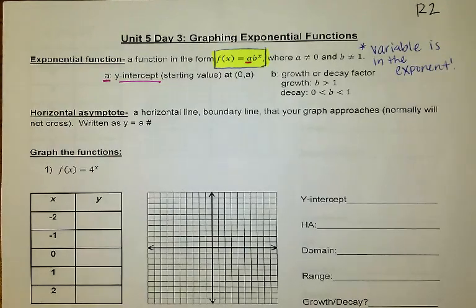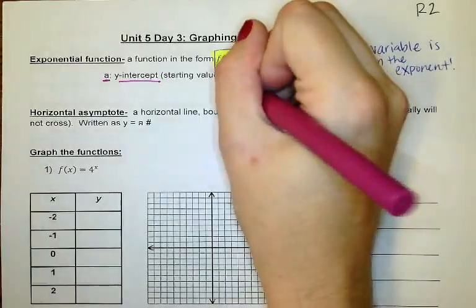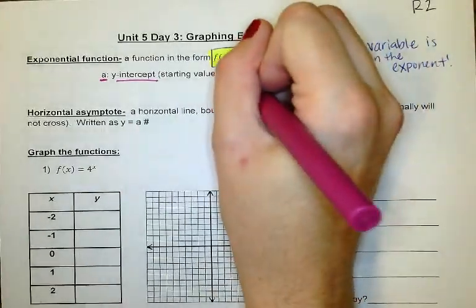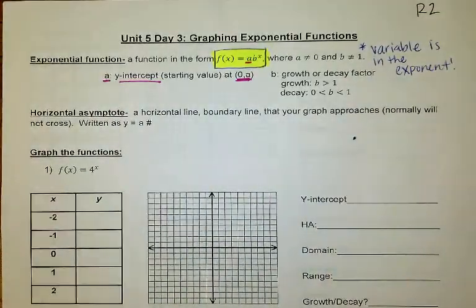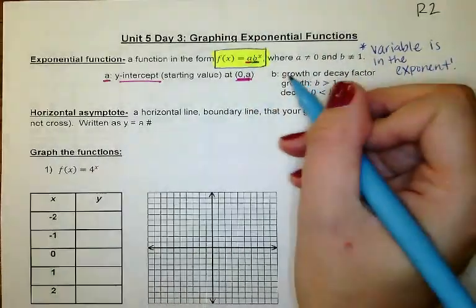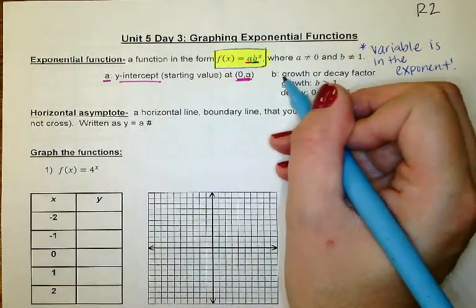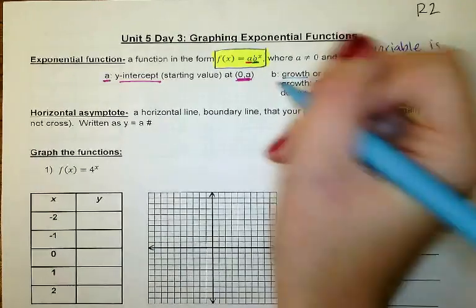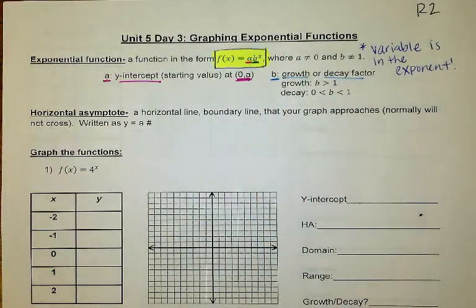So this a right here is your y-intercept, and the starting value is (0, a), okay? So this is really important. It's your starting value. It's kind of where you begin, okay? The b, this number right here, is your growth or your decay factor, okay? So this is the growth or decay factor. This tells us how much we are growing or how much we're decaying.